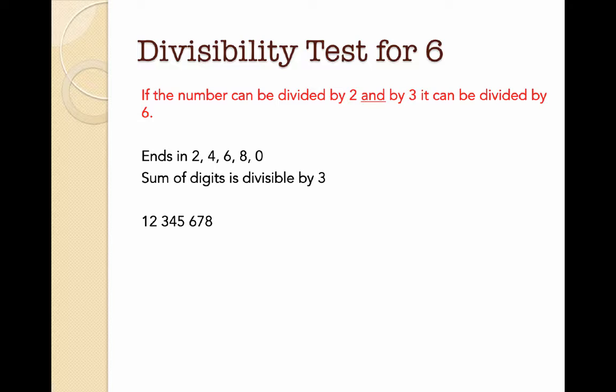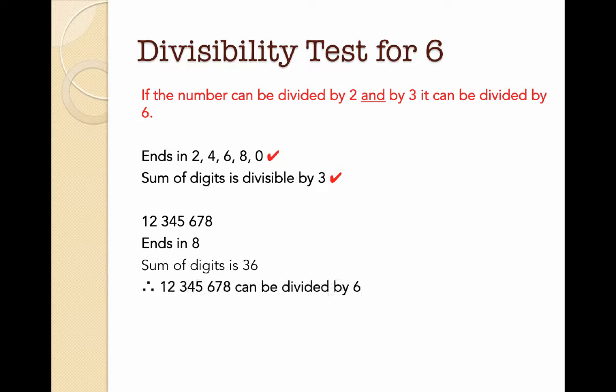12,345,678, or 1, 2, 3, 4, 5, 6, 7, 8. It ends in an 8, so it is definitely divisible by 2, and when we add up the digits, we get 36, and we know that from the last video. So that means that the number 12,345,678 can be divided by 6. As an aside, the reason why it can be divided by 6 is because 2 times 3 is 6, and that does help with the division. Alright, let's have a look at the next one.